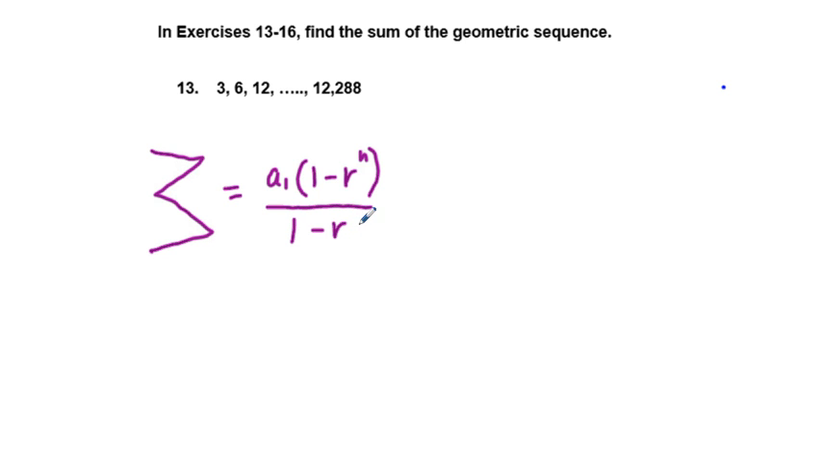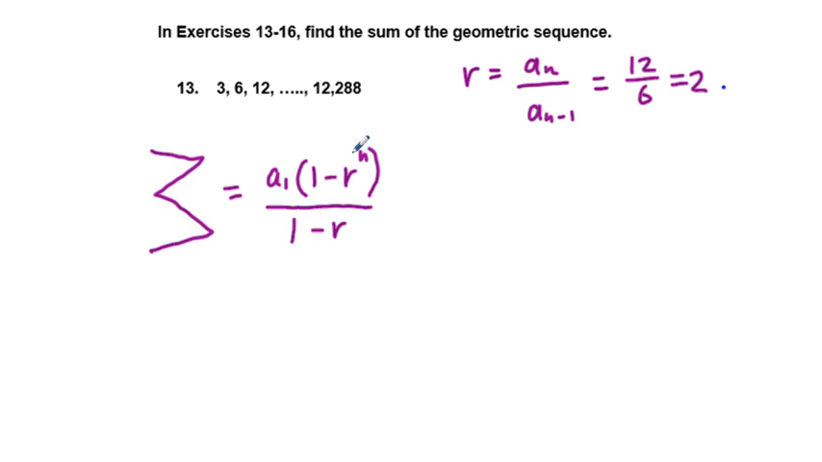common ratio r. Well, in this case, we need to find a couple of things. We need to find what r is, and r, our common ratio, is going to be equal to a sub n over a sub n minus 1. And we can take any term and divide it by its preceding term, which in this case would be 12 over 6, which is equal to 2.